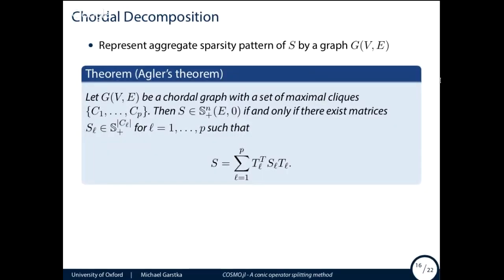And what you can then do is apply a theorem called Agler's theorem that states that if you can represent the sparsity pattern of your positive semidefinite variable with a graph, and you know the cliques of that graph, so the complete subgraphs, then it's equivalent to say the whole matrix is positive semidefinite, or you can also say all the subblocks are positive semidefinite, and I can map the subblocks back to their original position in the large matrix.